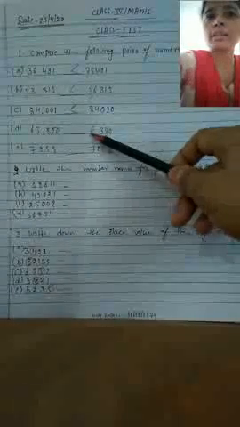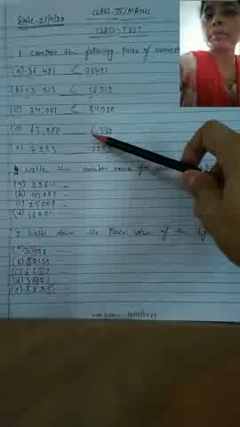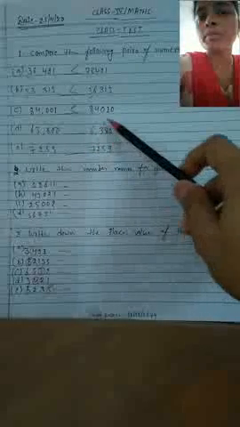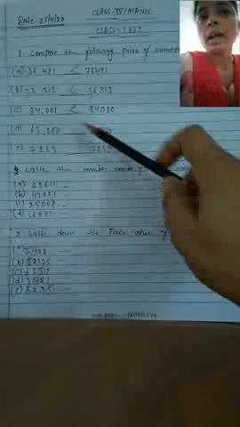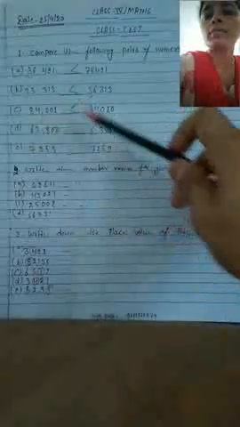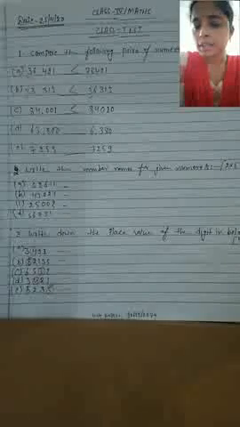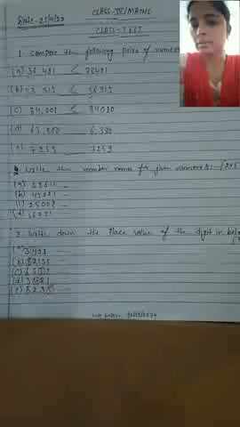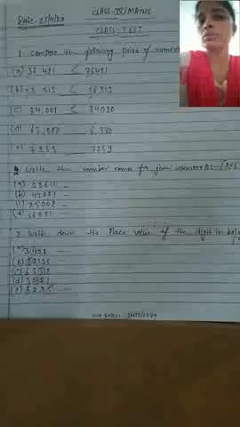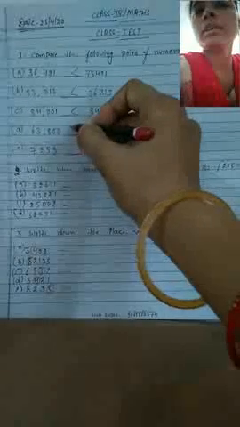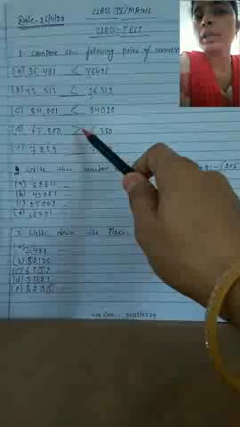Now our next question. This number is up to the 1,000 place, and this number is up to the 10,000 place. So from here it is clear that 10,000 is greater than 1,000. We all know that, so we will put the greater sign like this.